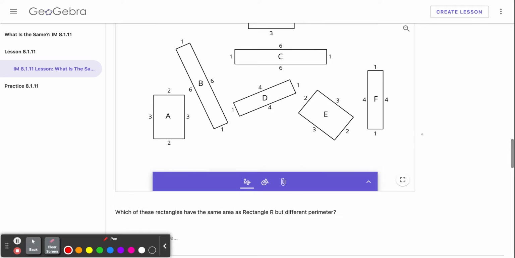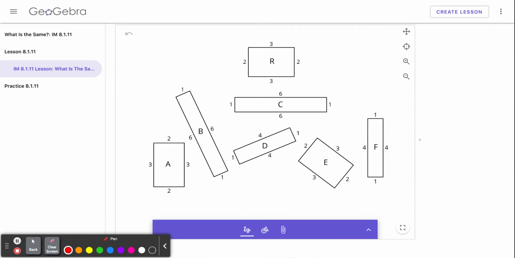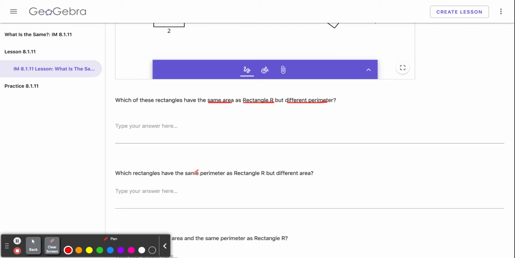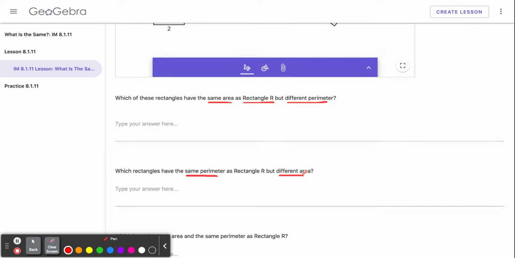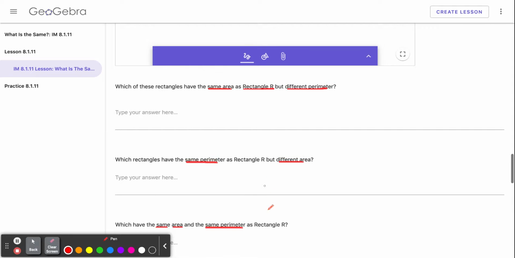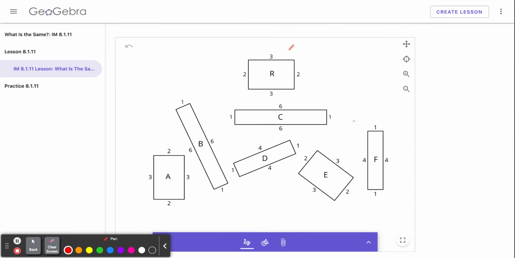Now, in the next activity, you are going to see 7 rectangles. And the question asks you, which of the rectangles have the same area as rectangle R, but a different perimeter? And then same perimeter, but different area. And the third question is which one has both the same area and the same perimeter. So I want you to go ahead and answer these 3 questions using the shapes in this image to help you.